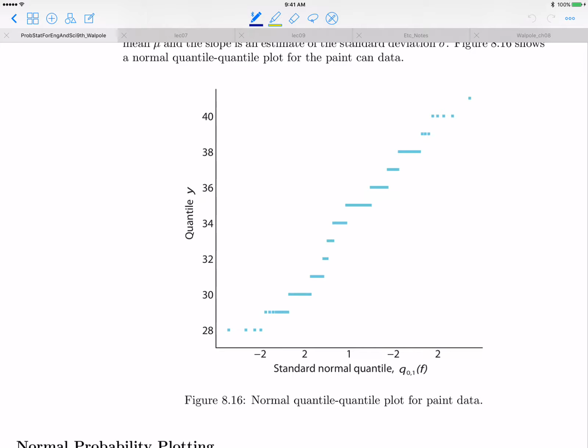Not sure, but I think the book has something wrong. I believe this x-axis should be something like this. So let's consider this as 0 and -1 and -2 and -1. It should be 1 and 2. Okay, so this is the typical values that we have to see in this normal quantile plot.